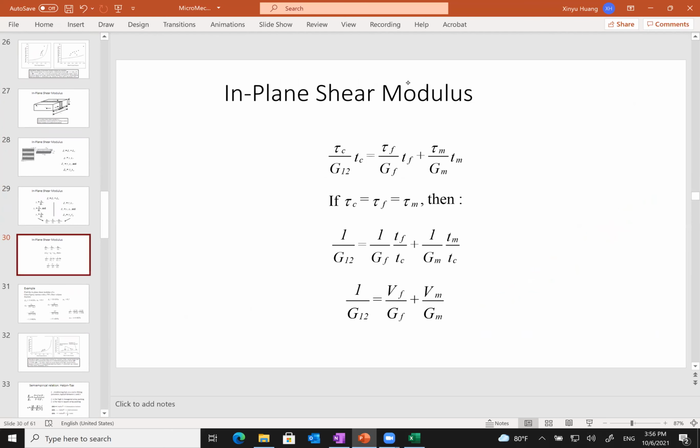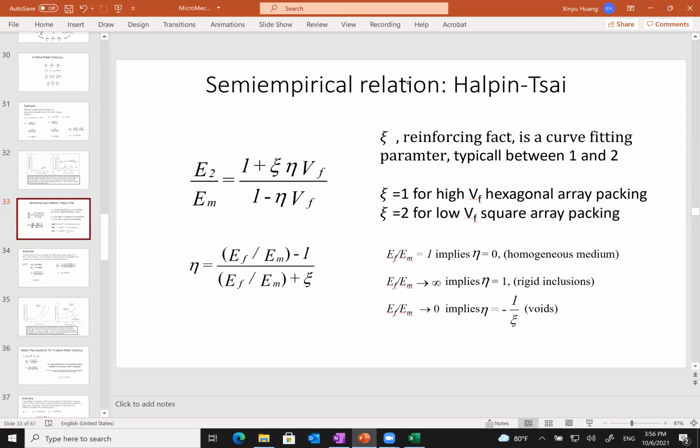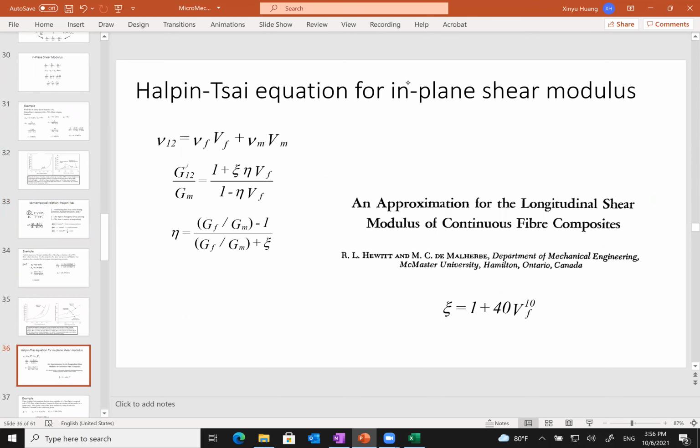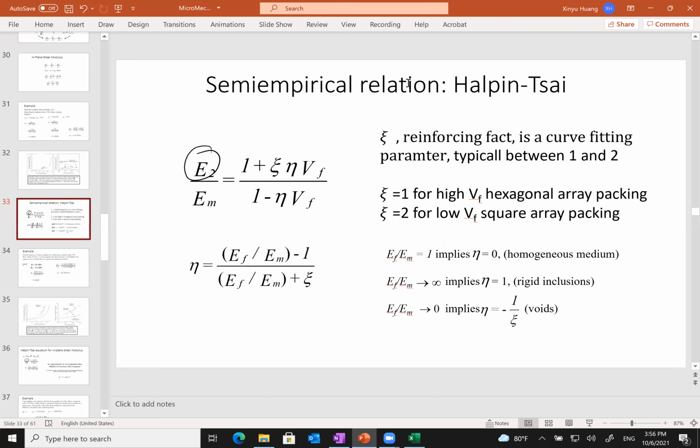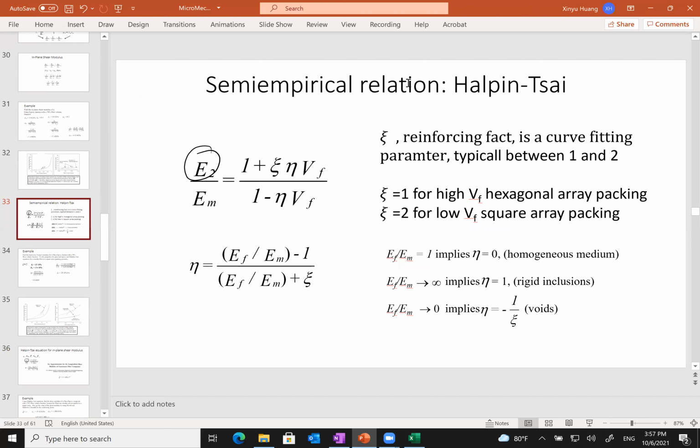The Halpin-Tsai equation is an empirical equation. That's over here. Oops. Where is it? Here. Okay. So there's a Halpin-Tsai equation for E2, and there's a Halpin-Tsai equation for G12. Use this part for E2, I use that part for G12. There are some parameters we need to determine. One of them is Kc. Kc has to do with the volume fraction and packing. The given condition of the problem is hexagonal packing, high volume fraction, 70 is pretty high. So for E2, Kc equals 1, right? For our problem. Then we need to use Kc to calculate eta.